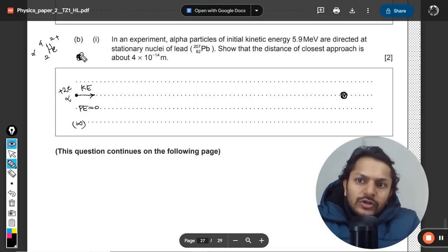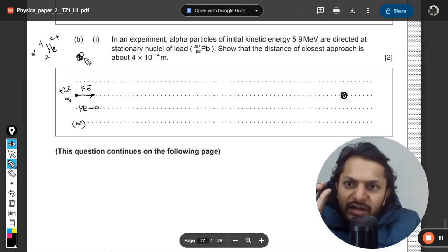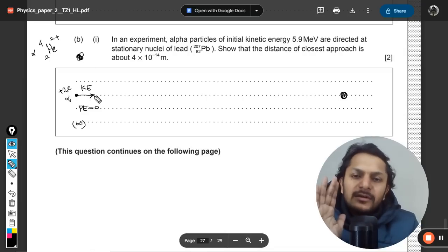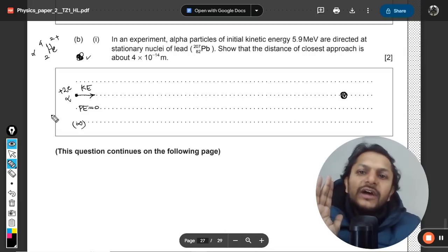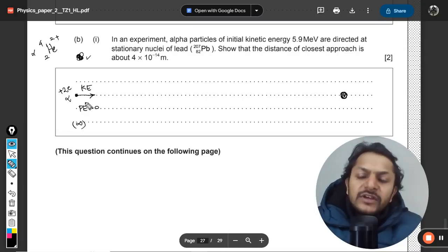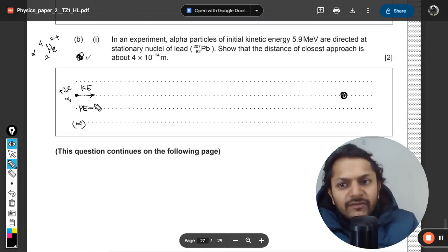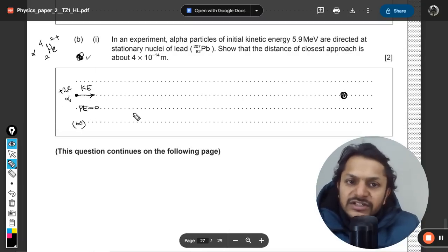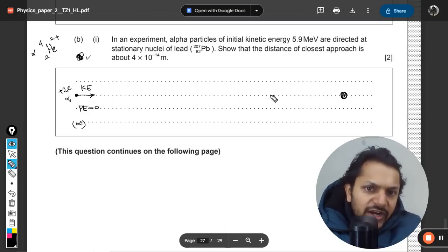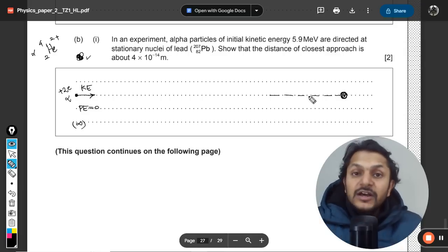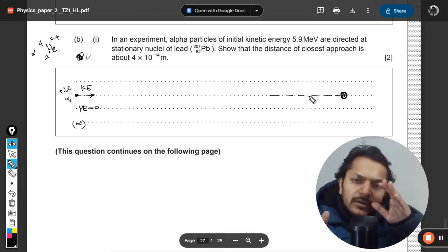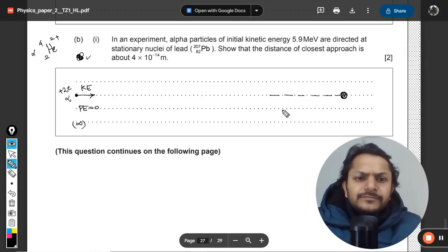So these 2 protons and 2 neutrons are there, and this alpha is coming. This is called alpha, or you can call it helium nucleus. So this is having a charge of 2 plus, and it is coming towards this. It is having only kinetic energy and potential energy 0. Let us say it is directed directly towards the nucleus. It is going to hit head on, on the central line.